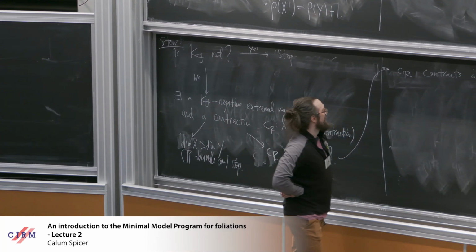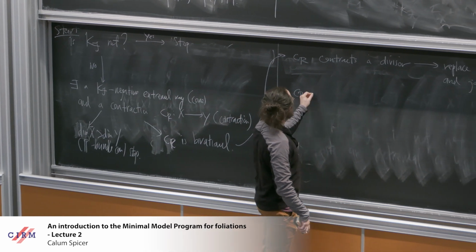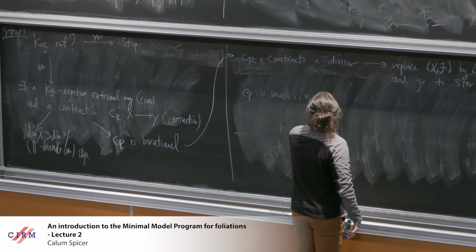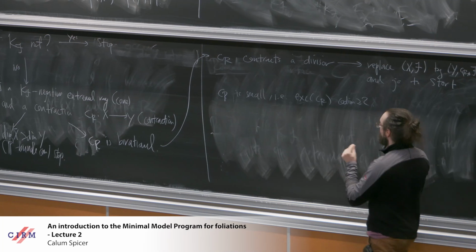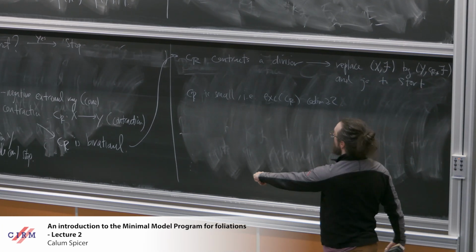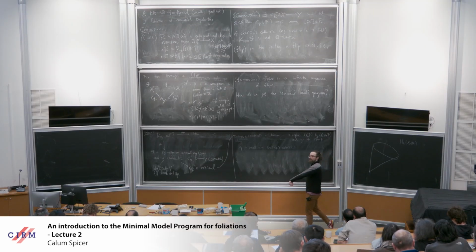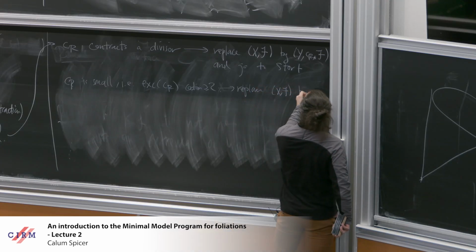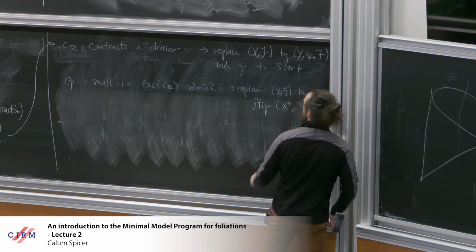The other possibility is that C_R is small, i.e., the exceptional locus of C_R is codimension at least 2. And again, in this case, we can't just do the contraction because we break Q-Cartierness. The canonical divisor no longer is Q-Cartier. And so in this case, we replace (X, F) by the flip, (X⁺, F⁺).